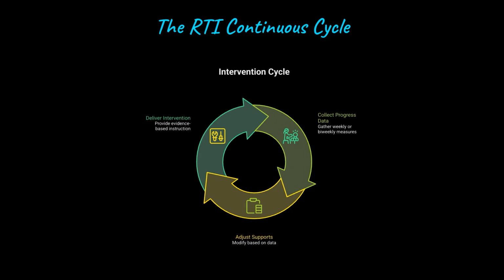The teacher delivers an evidence-based intervention, collects brief progress data frequently, often weekly, and then compares that data to an expected growth trajectory. If the student is not on track, the team adjusts. Adjustments are not limited to one option. The team might increase instructional time, reduce the group size for more targeted support, or move the student to a more intensive tier altogether. The key is that the data drives which adjustment is made.